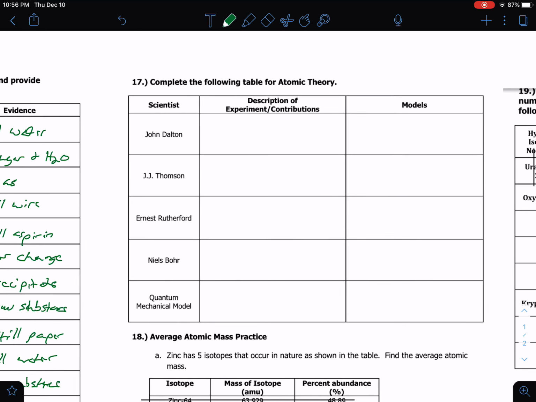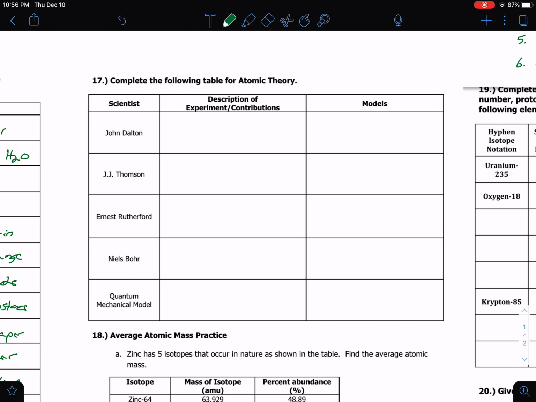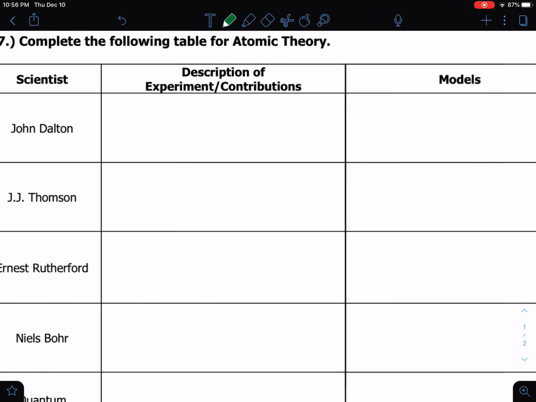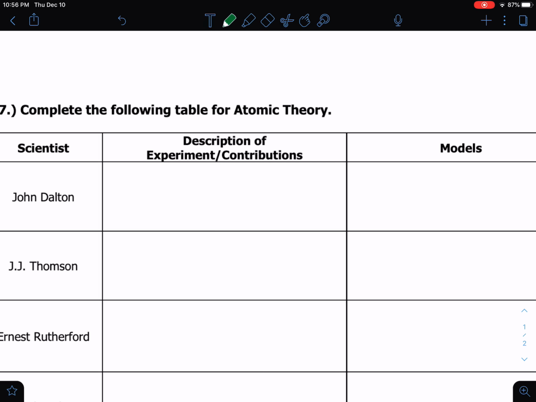Which is going to be our scientists. So Dalton. His thing was his 5 postulates. He was the father of atomic theory. His 5 postulates: one was atoms are indivisible. We proved that that was wrong, because we could actually break those apart. You can break it down into a proton, electron, and neutron.